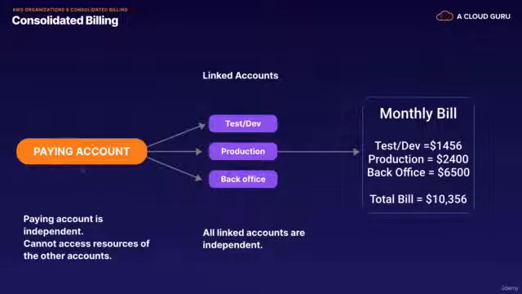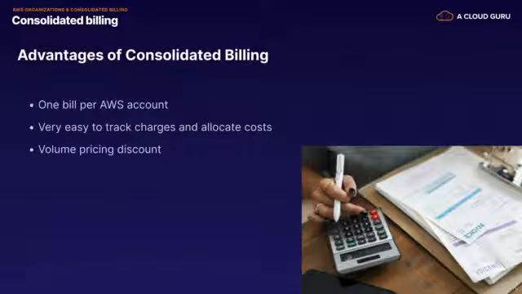So typically what we'll do is we'll have a paying account in here. This is independent, and we would want it to not be able to access resources of the other accounts. Then we have our linked accounts. We've got our test and dev, our production, our back office, and these are all going to be independent. And then you add up the cost of all of these different accounts, and then your bill is going to be, say, over 10,000, but you're getting the best price possible because you're consolidating under one bill. So the advantages of consolidated billing are that it's one bill per AWS account, it's very easy to track charges and allocate costs, and you get volume pricing discounts.